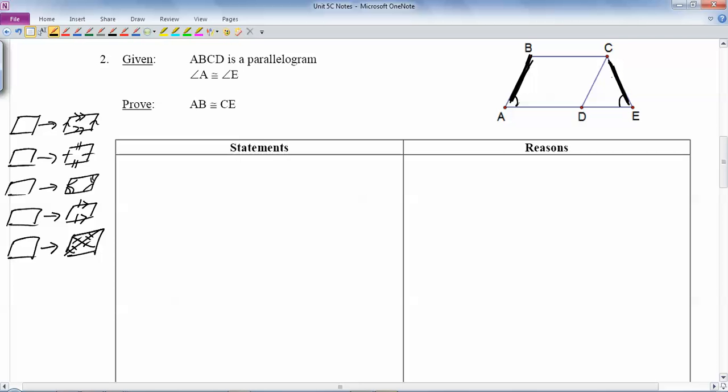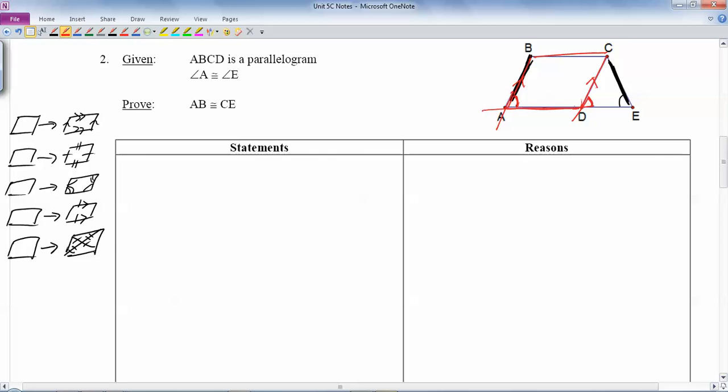Okay, so before we jump into it, let's look at what we can do with some of this stuff. Since this thing's a parallelogram, I know that these sides will be parallel. And if these sides are parallel, then I can link this angle to this one right here, because those will be corresponding angles.